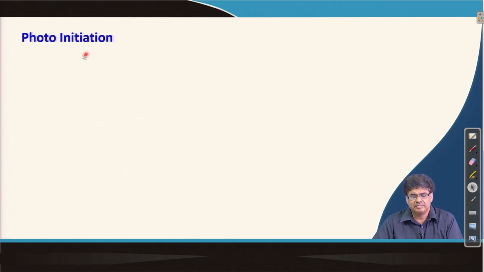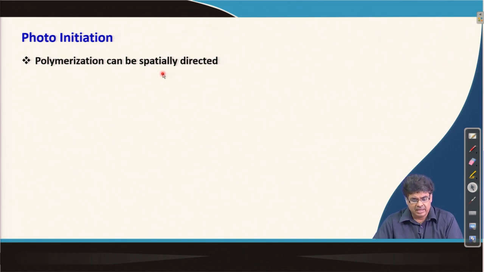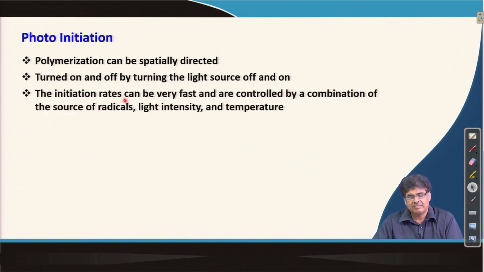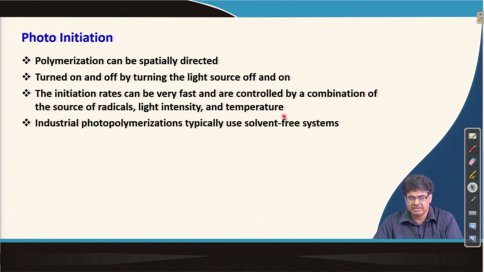There is another common initiation process, which is photo initiation, and the advantage of photo initiation is that we can direct the light onto a part of the reaction mixture to polymerize that part, and we can turn the polymerization on and off by switching the light on and off. The initiation rate can also be very fast and can be controlled by factors like the source of radicals, light intensity and temperature.